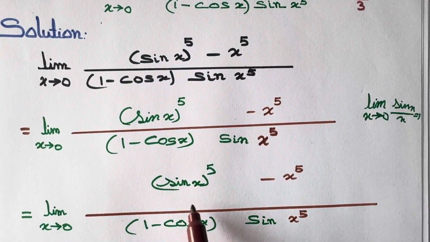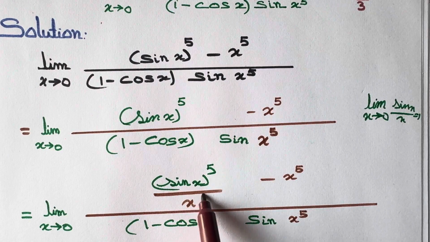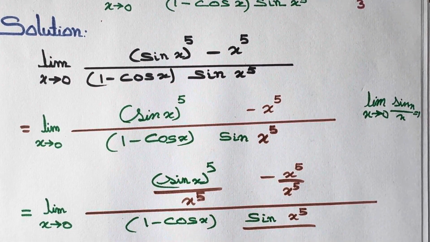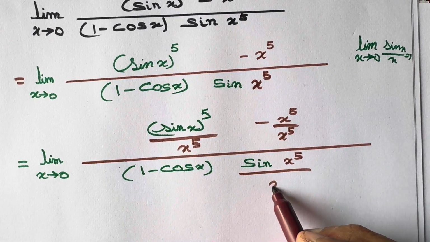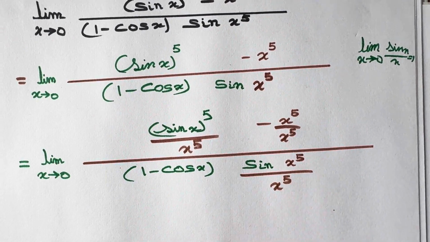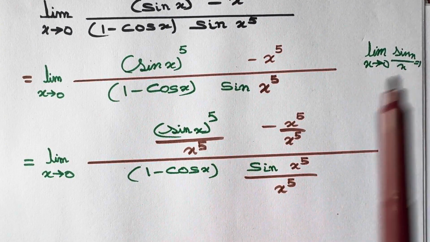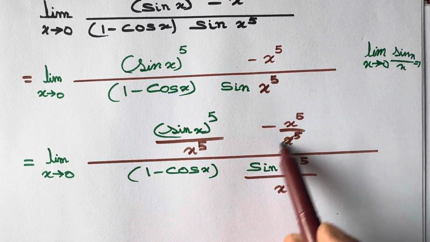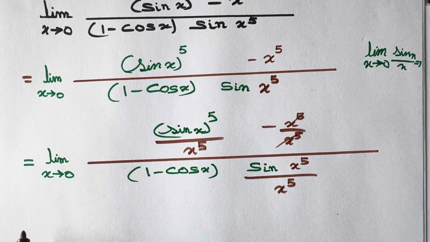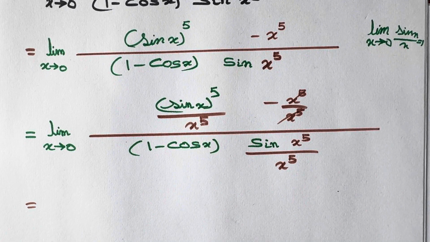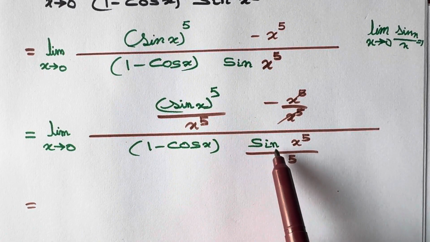Okay, we divide the numerator by x to the power 5, and also the denominator by x to the power 5. Somewhere we want to use the fact that limit x tends to 0, sin x by x equal to 1. We can cancel x to the power 5 out, and we know that limit of product equal to product of limit, and we can evaluate this limit.